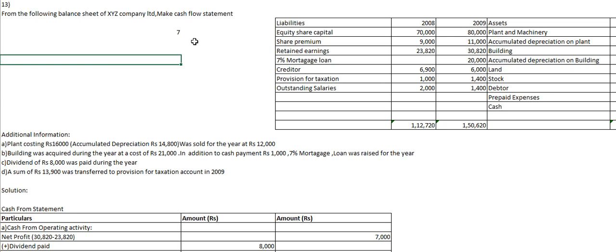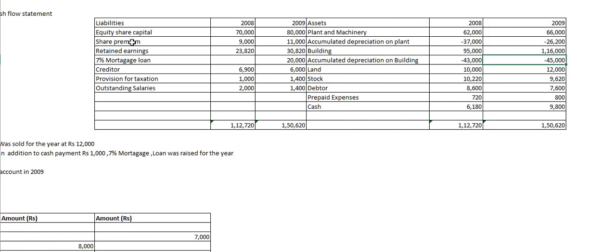So moving on to the next part of the cash flow statement. From the following balance sheet of XYZ Company Limited, make a cash flow statement. Here you have your liabilities, and you have your asset side, which is given. Under liabilities, equity share capital has increased, so you will add it in your financing activity. Share premium has increased, so you will add it in your financing activity.